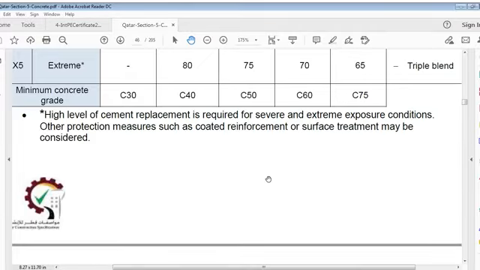These two I already discussed with explanation. So notice here, high level of cement replacement is required, which means 70% replacement, and in some cases even 80% replacement may be done. So if you want a high level of cement replacement by GGBS plus microsilica, it is required for severe and extreme exposure conditions of concrete, and other measures such as coated reinforcement or epoxy coated reinforcement or surface treatment may be considered.